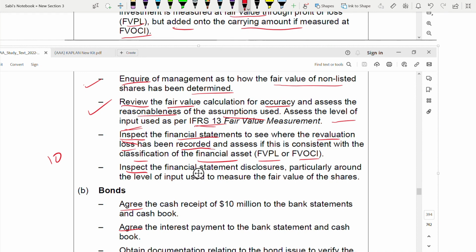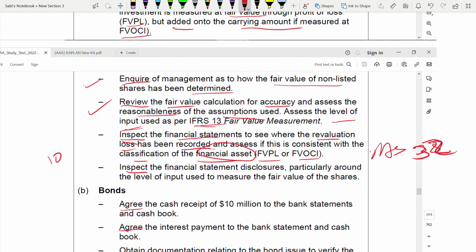You need to know this first, the definition according to IAS 32. Yes, financial asset has been explained in IAS 32. Classification of financial asset, financial liability and equity, IAS 32, sorry. Whereas measurement and recognition of financial instruments is under IFRS 9. And IFRS 7 is on disclosure.